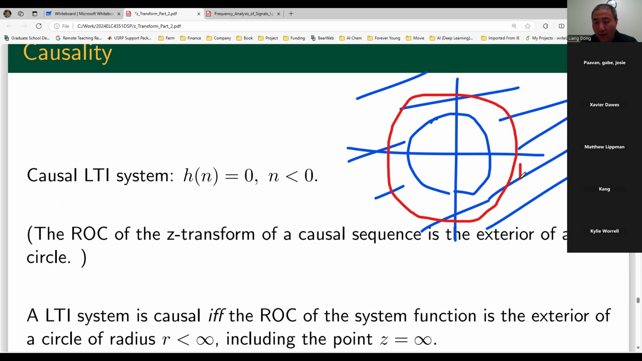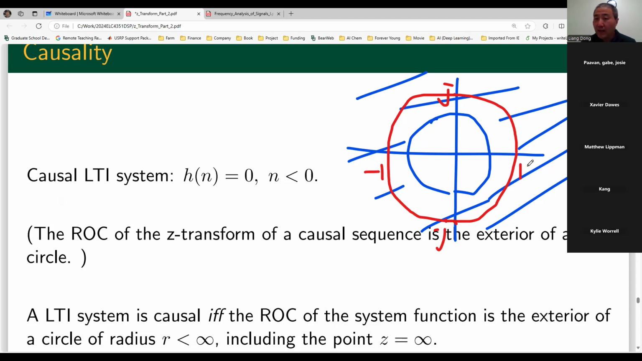This is 1, that's -1. This is j on this point, and then minus j at this point. So that's my unit circle. Now, again, this red circle is my Fourier transform is actually on this red circle. So that has some physical meaning. I want to make sure it's in the region of convergence.